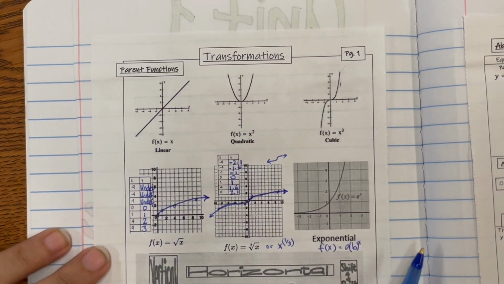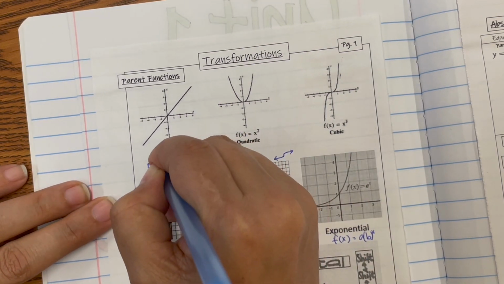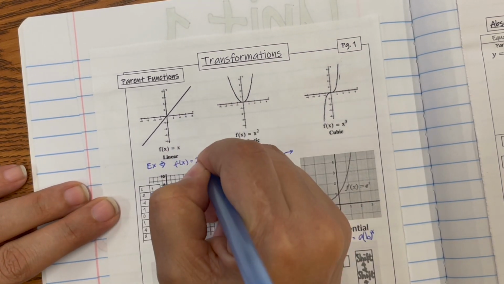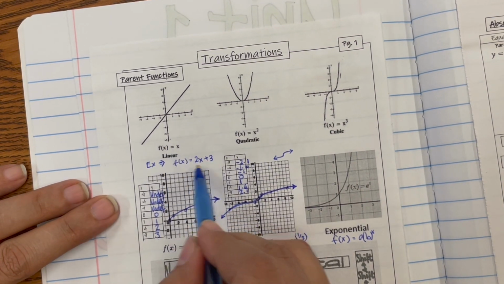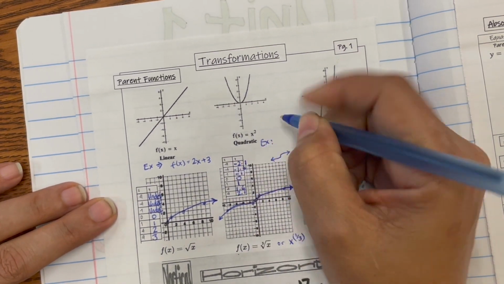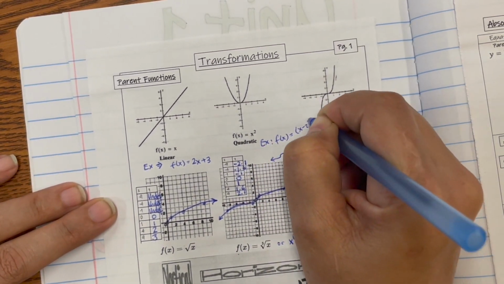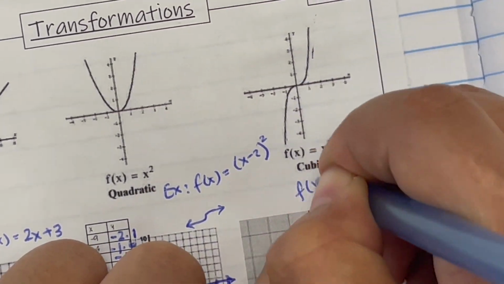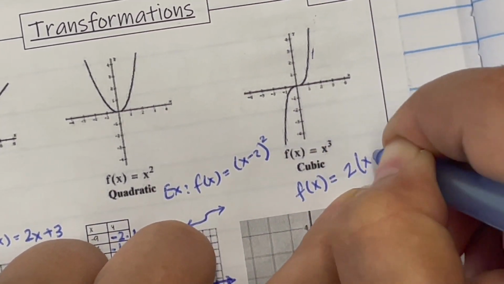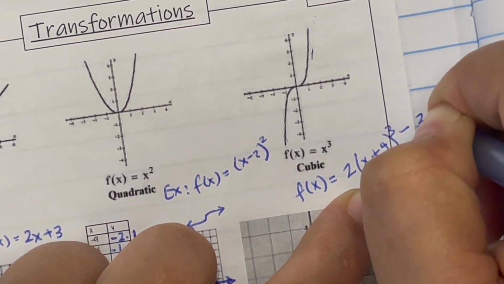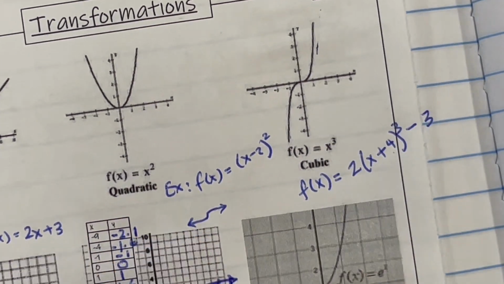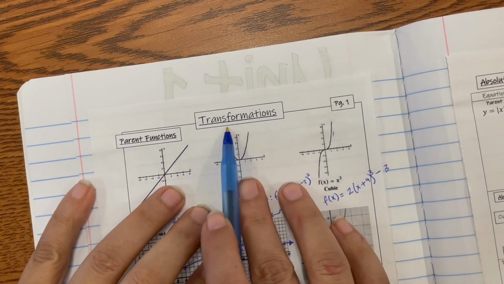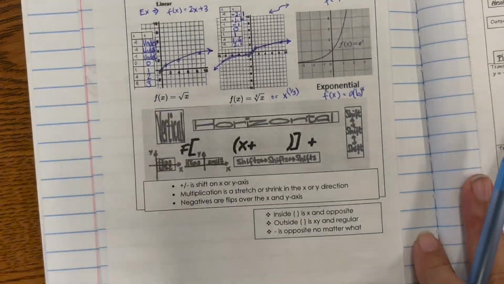Once you understand what the parent graphs look like, for example, for linear, 2x plus 3, the parent graph is y equals x. For x minus 2 squared, the parent graph is x squared. So you can see anything squared, the parent graph is x squared. Anything cubed, no matter what numbers they put everywhere, is the cubed parent graph, and so forth. Okay, so once you know that, you can do any kind of transformation to it.